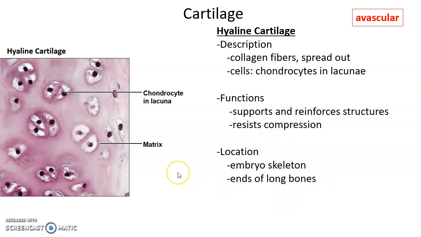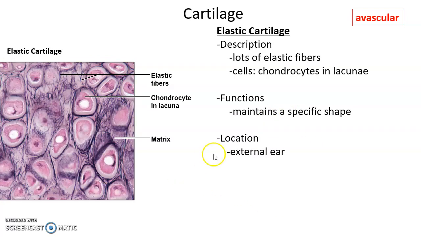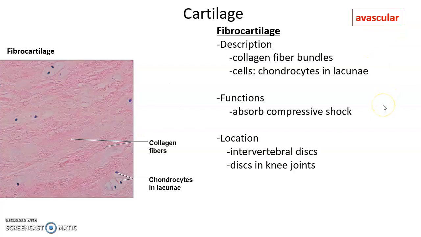Elastic cartilage again has these spaces, lacunae, with chondrocytes in them. Here you can actually see the fibers. In elastic cartilage, you have elastic fibers. And elastic cartilage helps to maintain the shape of a structure. For example, you can find this in the external ear. The harder, more rigid part of your external ear is made up of elastic cartilage. And again, avascular, no blood vessels.